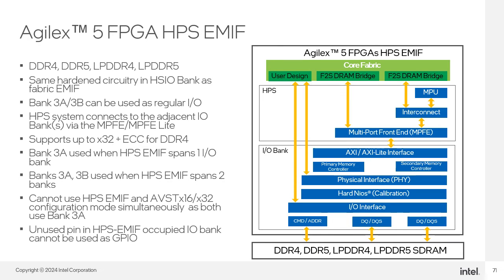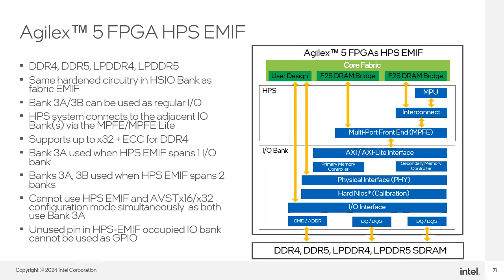The HPS EMIF in the Agilex 5 FPGA's D series supports DDR4, DDR5, LPDDR4, and LPDDR5 protocols, whereas the E series supports DDR4 and LPDDR4. The HPS EMIF uses the same hardened circuitry in HSIO bank as in Fabric EMIF. Banks 3A and 3B can be used for implementing HPS EMIF. When not used as HPS EMIF, banks 3A and 3B can serve as regular I/O.